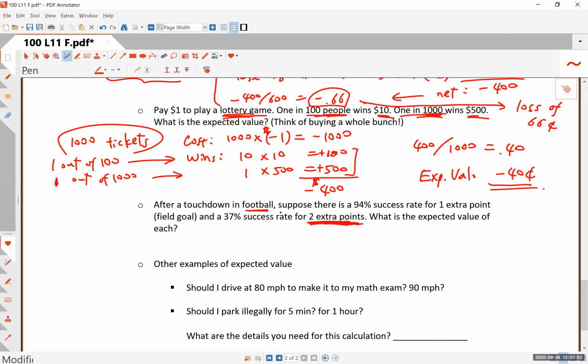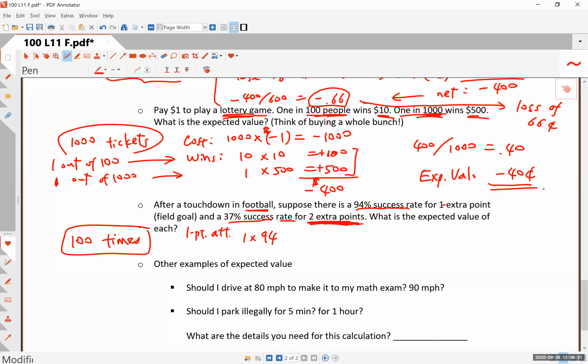After a touchdown in football, suppose there's a 94% success rate for 1 extra point by kick, and a 37% success rate for a 2 extra point play. What is the expected value of each, right? That's an easy one to do. Let's say you try 100 times. Remember, this is a good way to study these things, just by starting with a large, nice number.